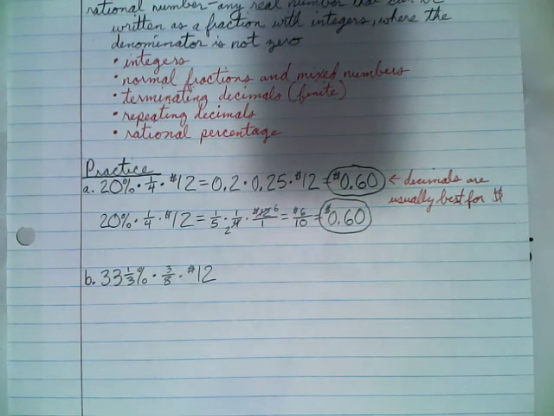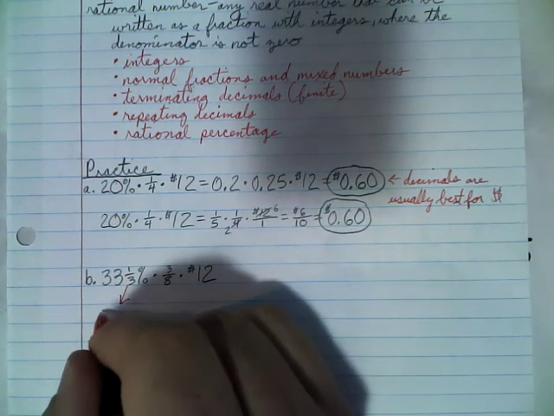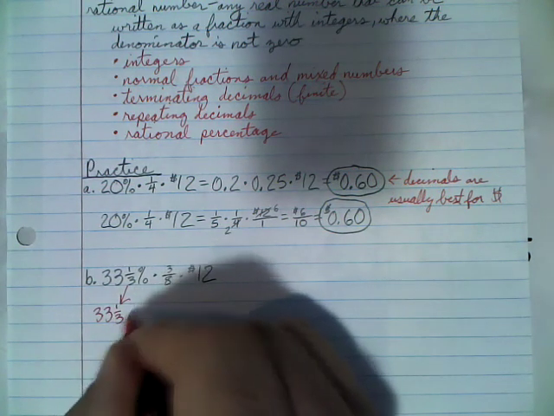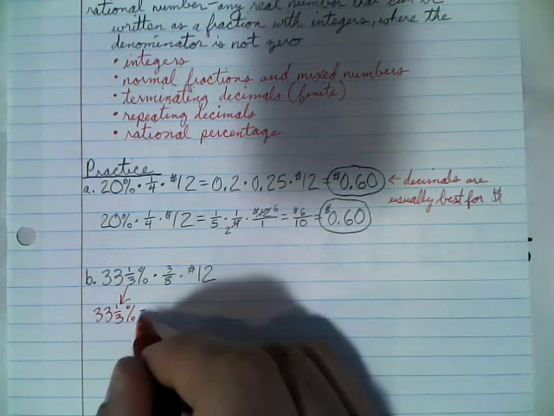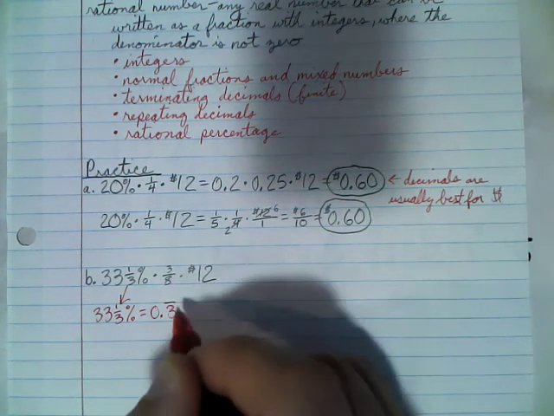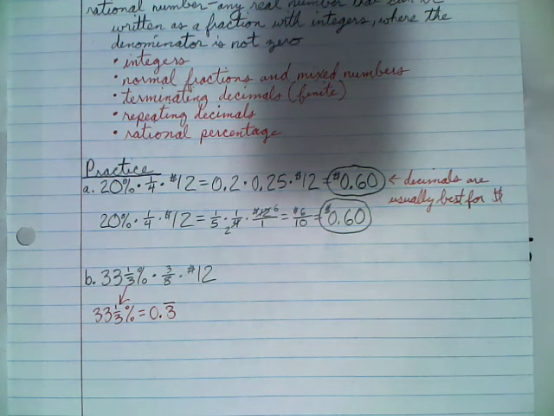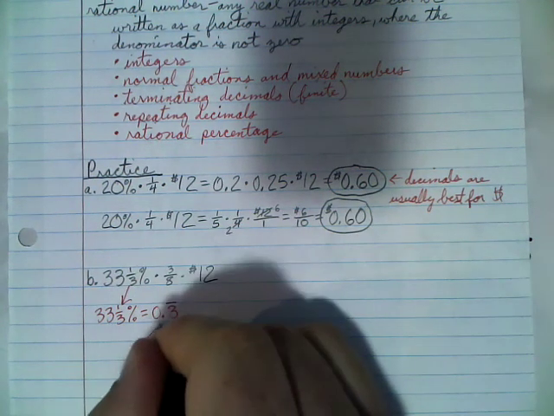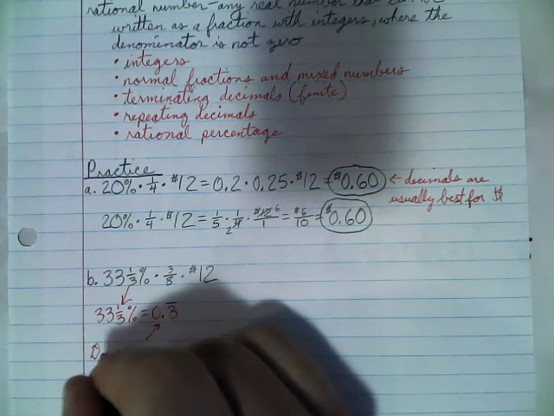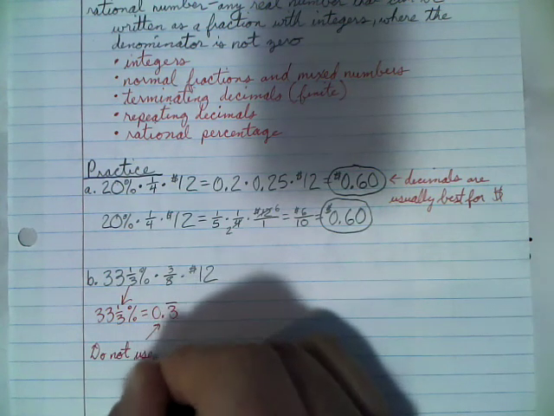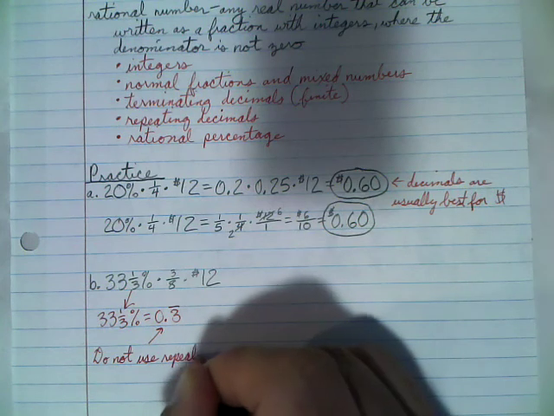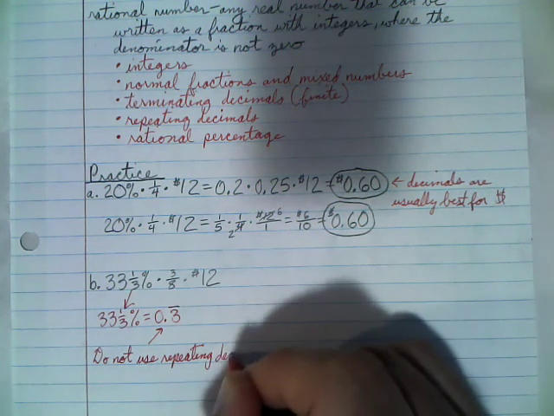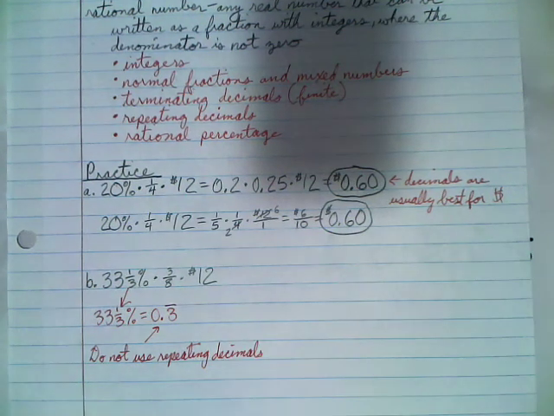Now, ladies and gentlemen, with this one, I would say you don't really have an option here. And the reason for that is because you may have it memorized. If you do, it's going to be convenient here, that 33 1/3% is 0.3 repeating. Do not use repeating decimals. Don't do it.